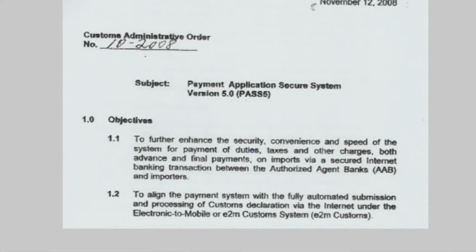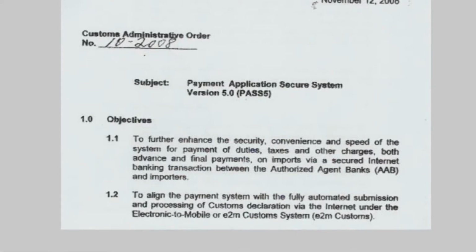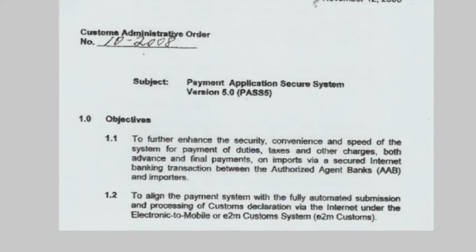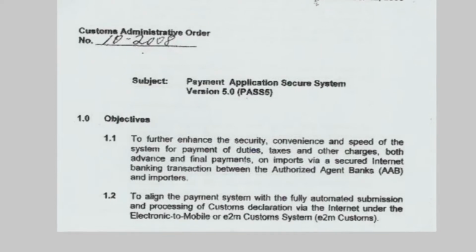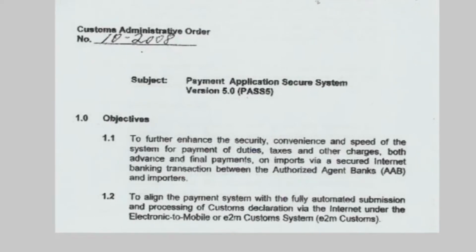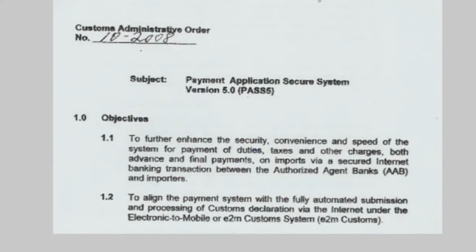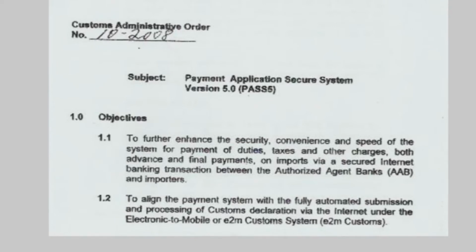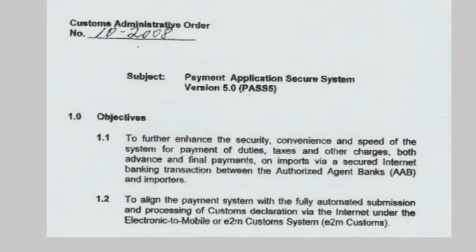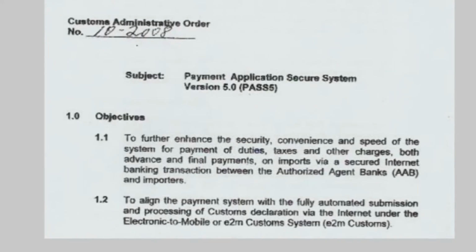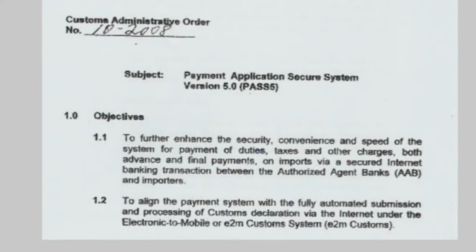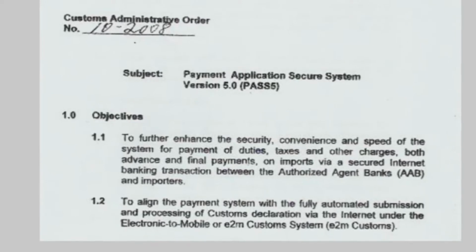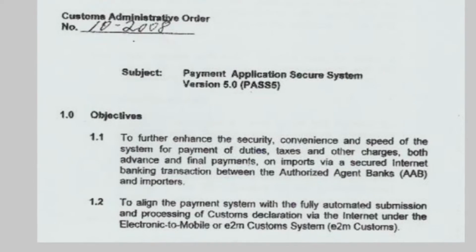This Customs Administrative Order was actually created in 2008, and as of this moment, it has already been 12 years that the Bureau of Customs is already automated. That means that all the payments and all the lodgements of all the entries are being done electronically or through the internet, and also the payment of duties and taxes are already automated.